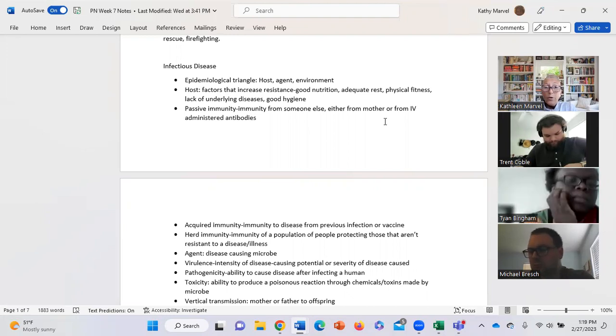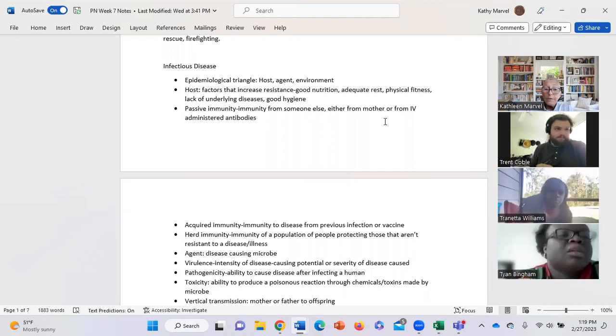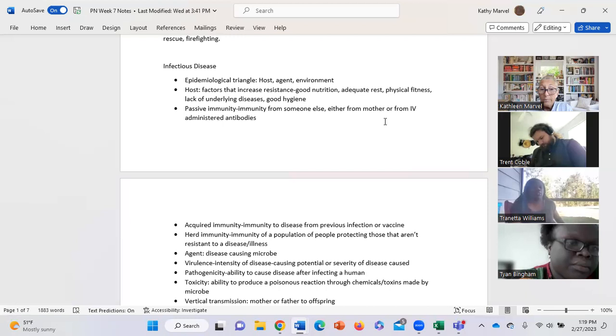Okay. So a few things, passive immunity. You need to know the difference between passive and acquired. Passive immunity is your immunity from somebody else, either from mother or IV administered antibodies. So what are the vaccines that we all got? What kind of immunity is that? Acquired. Right. Acquired immunity to a disease from a previous infection or vaccine. So that's the difference between passive and acquired.